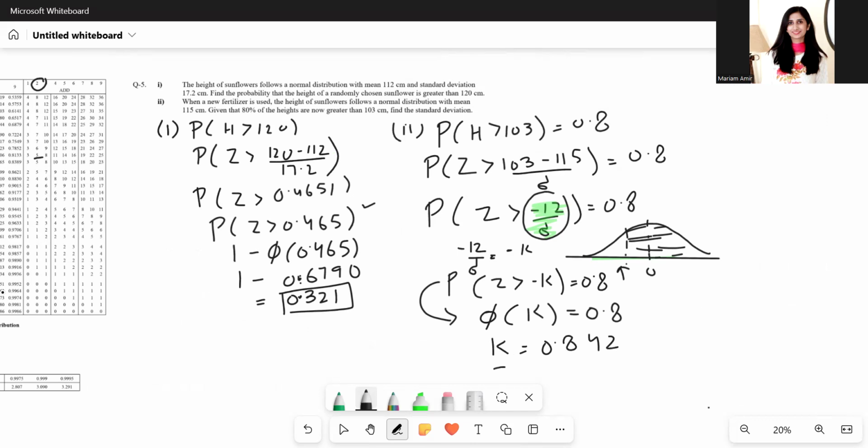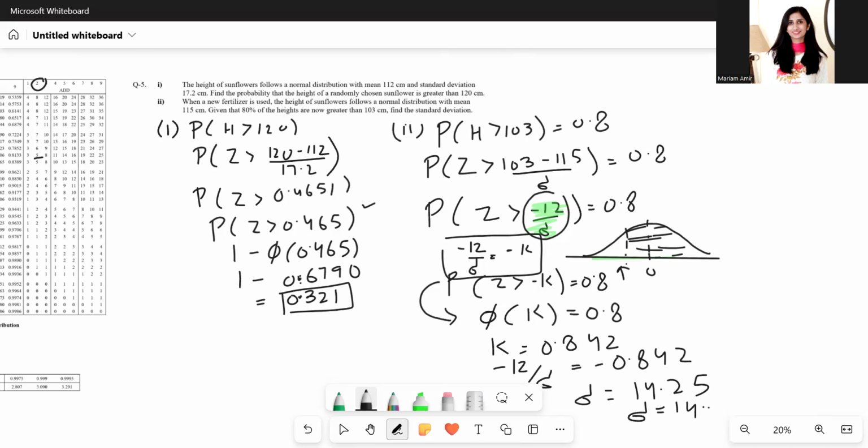which means negative 12 upon sigma equals negative 0.842, which gives us sigma equals 14.25, and you must round this to 3 significant figures, so 14.3.